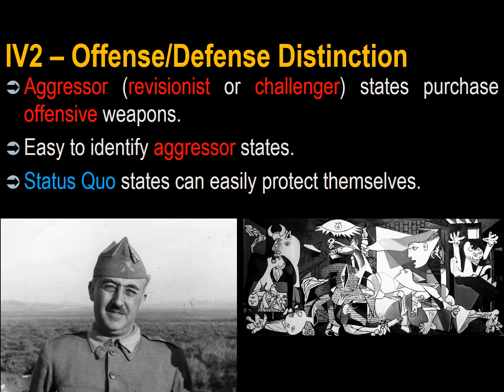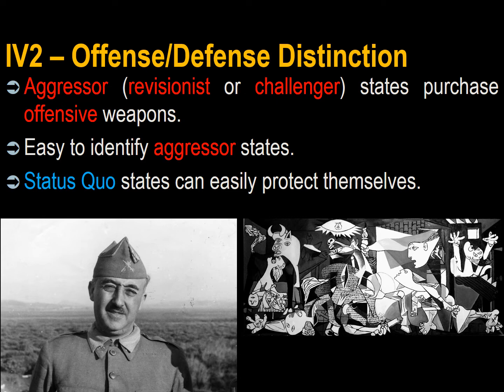So we would expect an aggressor or a revisionist state to buy offensive weapons to capture territory or to effect change in someone else's military. They can't just sit back in a fortification. They need instruments that allow them to act. It would therefore be easy to find out which are the aggressor states. It'll be those states which are going to buy weapons that'll make attack easier. And then the status quo states can go ahead and purchase the weapons they need to protect themselves.